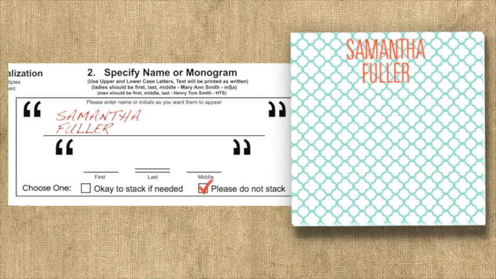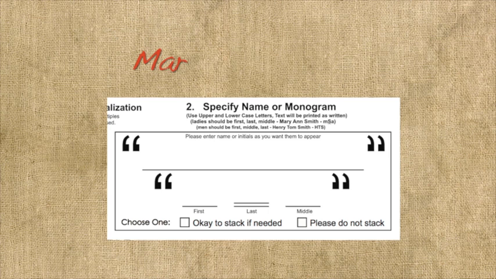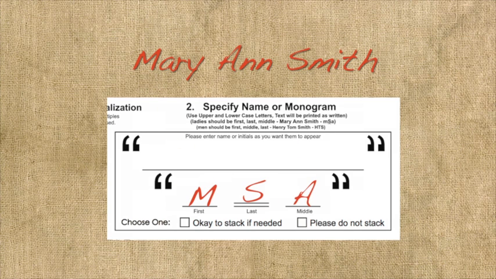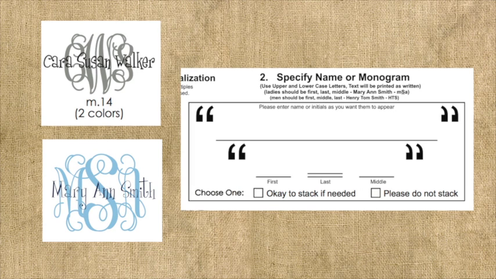If you are printing a monogram, please indicate the letters in the following order: first name initial, last name initial, middle name initial. For example, Mary Ann Smith would be MSA. If you are printing a monogram style that requires both a name and initials, please complete both lines of information needed for the monogram. For example, monogram M14 would require Mary Ann Smith on the top line and MSA underneath.